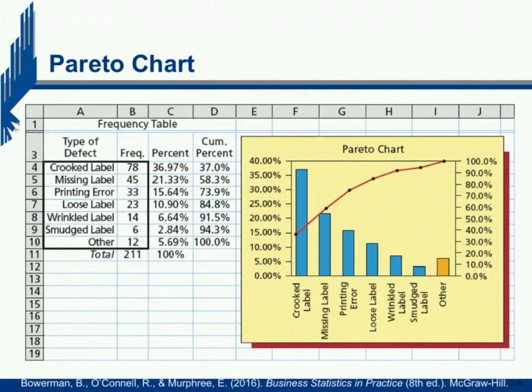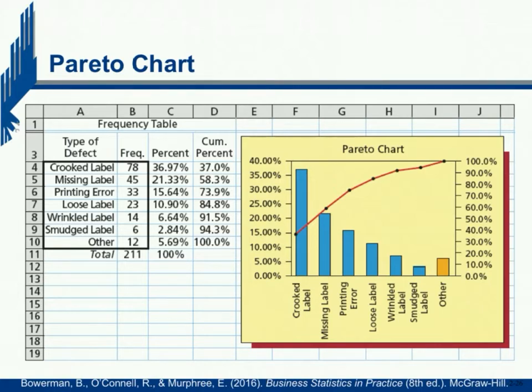And a Pareto chart is normally used in order to see which ones can be considered as the critical few. Among the different types of defects, some are critical, some are trivial, and we can look for which ones will be critical based on the frequency and the cumulative percent. So looking at the cumulative percent, we can see that 58.3% is already represented just by the first two, which means that the first two types of defects already account for more than half of all the frequencies being encountered in the manufacturing process.